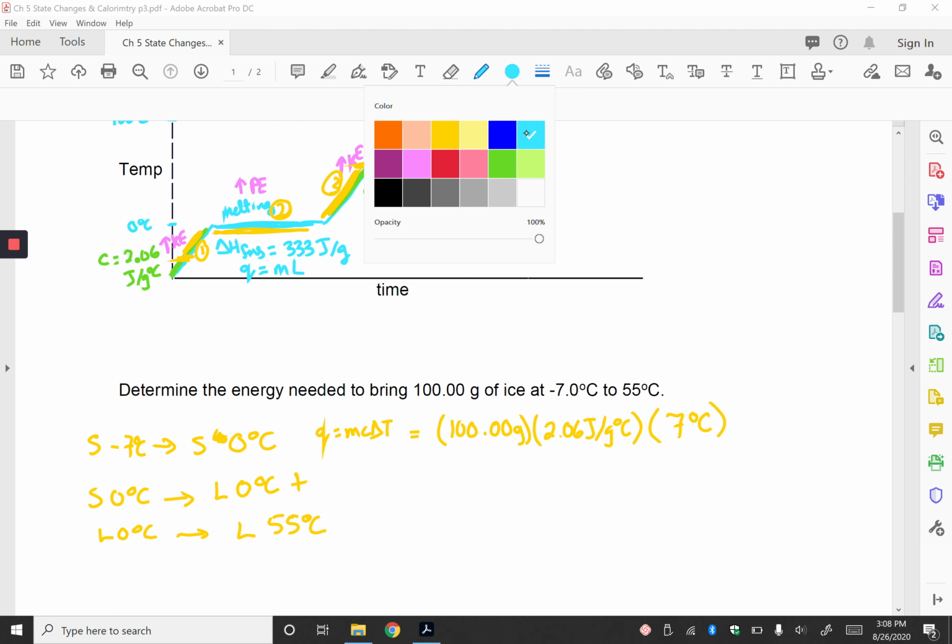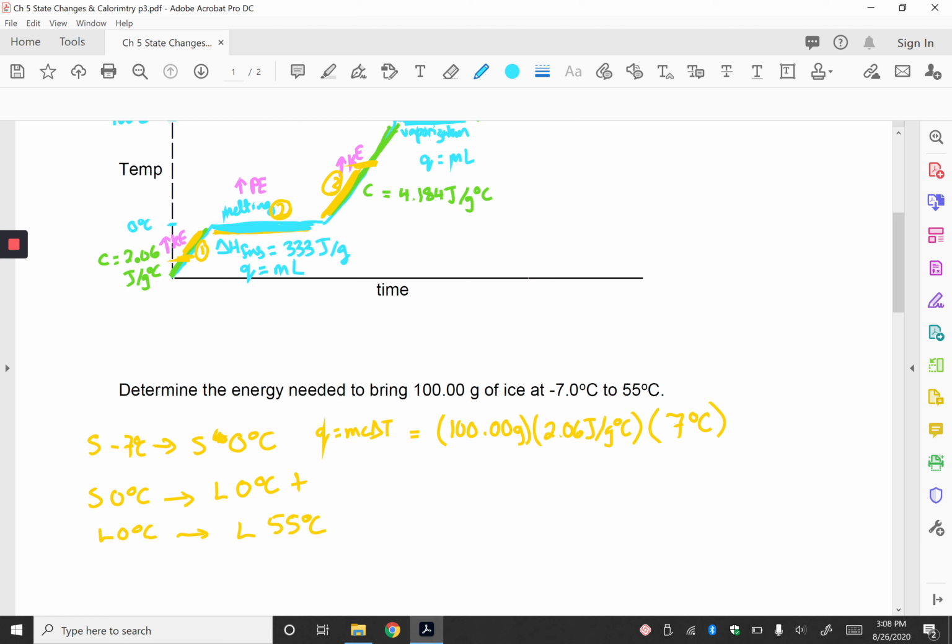Okay, my next step is this melting right here. So is it a temperature change or a phase change? Well, temperature didn't change, it's a phase change. So I'm going to use Q equals ml. So my mass is 100.00 grams. My latent heat of fusion this time is 333 joules per gram.